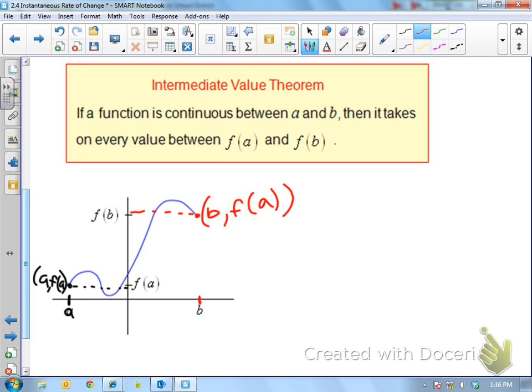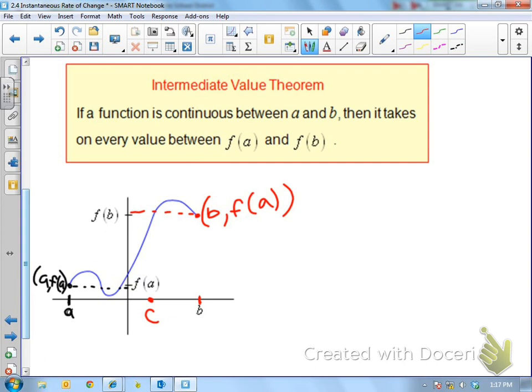All it's saying is that if you selected x values in between a and b, we'd hit every y value between f of a and f of b. Maybe we hit it more than once, but we would at least hit every y value. Because the function is continuous, if I chose a random point in here, call it c, c must be between f of a and f of b.